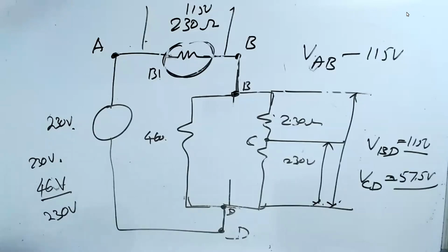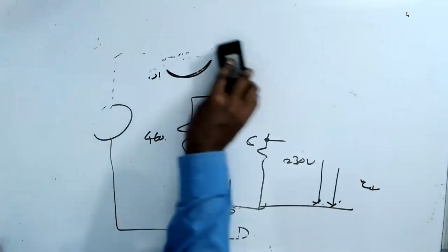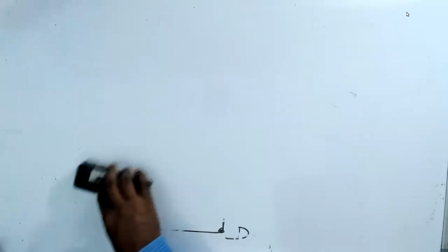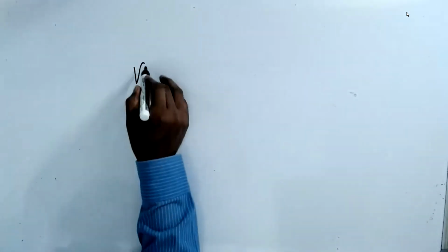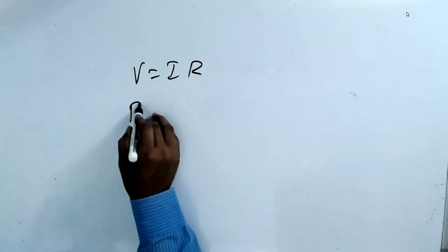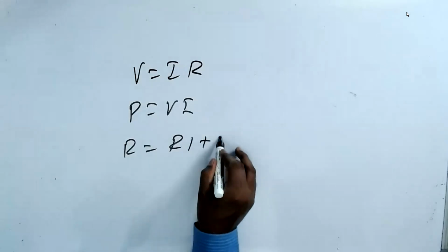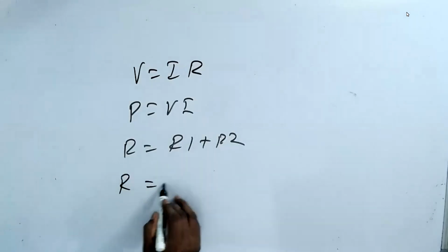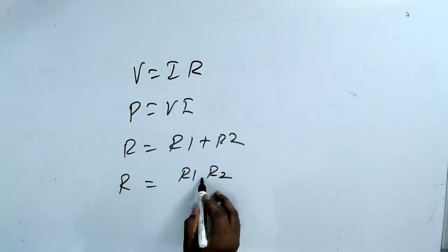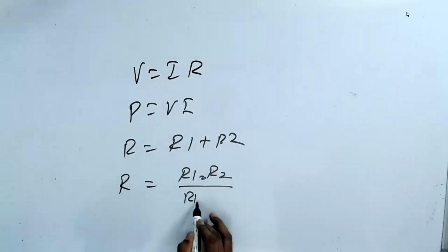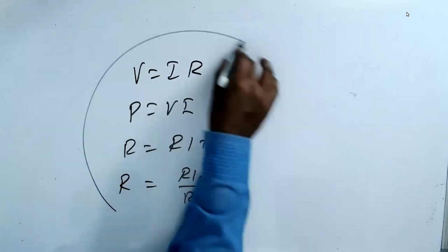So this type of thing requires a lot of practice. But I'm not asking you anything great. I'm asking you only to practice. V is equal to IR. P is equal to VI. R is equal to R1 plus R2. R is equal to R1 R2 by R1 plus R2. So I'll remember this.